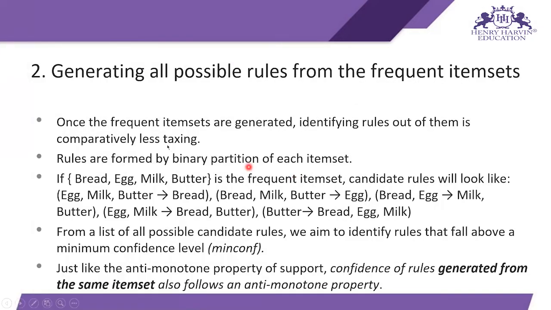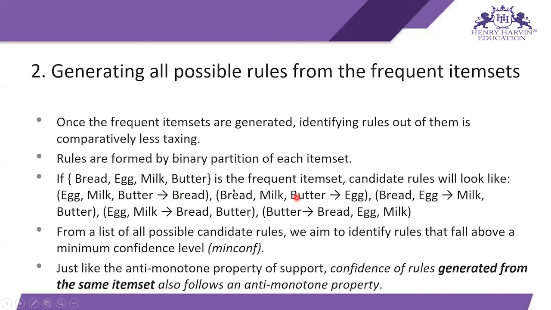And next is generating all possible rules from the frequent item sets. Once the frequent item sets are generated, identifying rules out of them is comparatively less taxing. Rules are formed by binary partition of each item set. If bread, egg, milk, butter is a frequent item set candidate, rules will look like: egg, milk, butter. If we buy these three, then the customer can also buy bread, milk, butter.